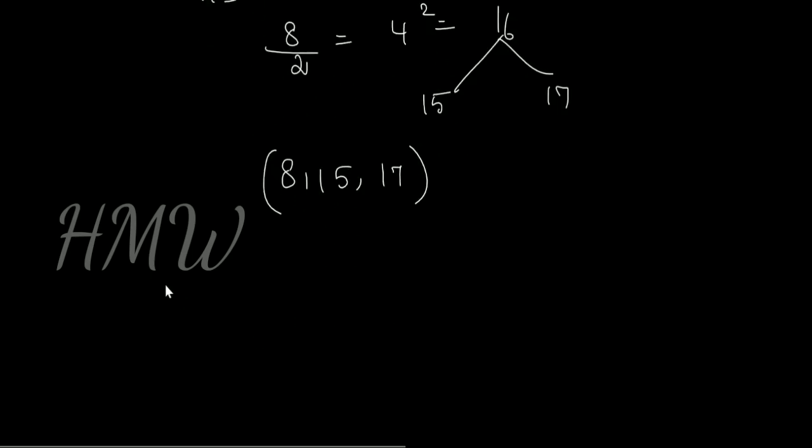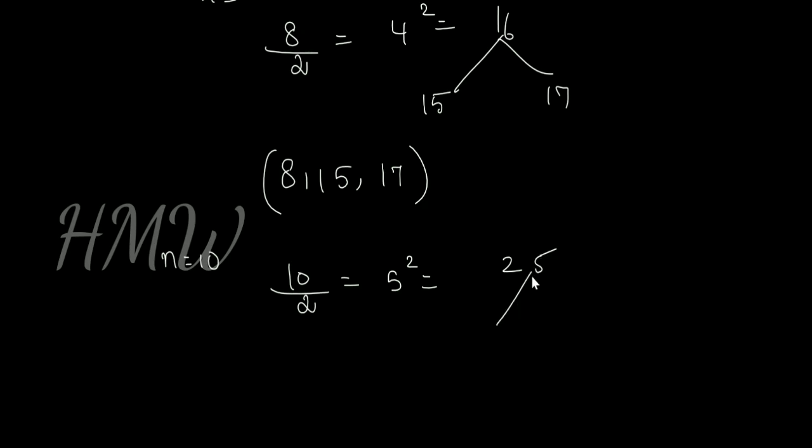We'll see another example. N is 10. 10 divided by 2 is 5. Square this. 25 lies between 24 and 26. So 10, 24 and 26. This is a Pythagorean triplet.